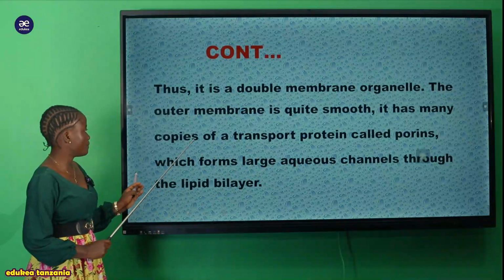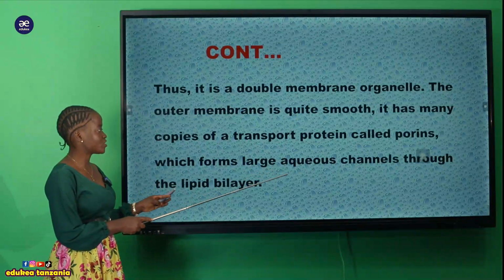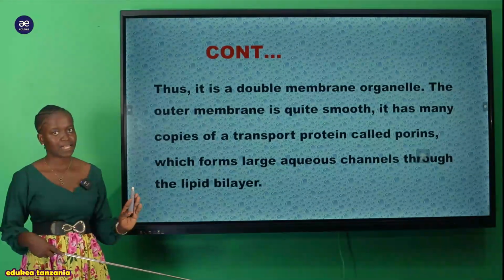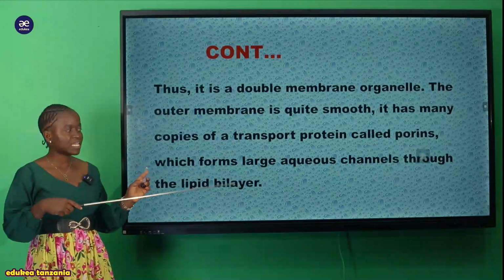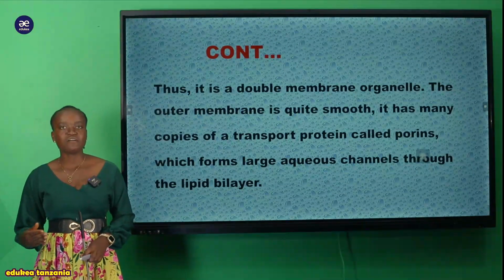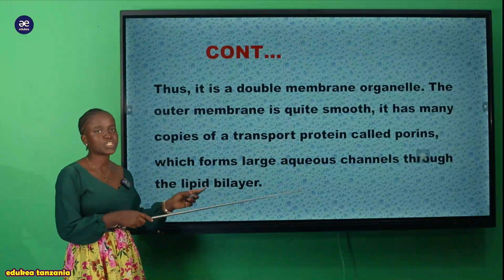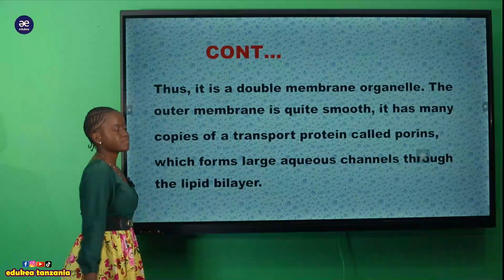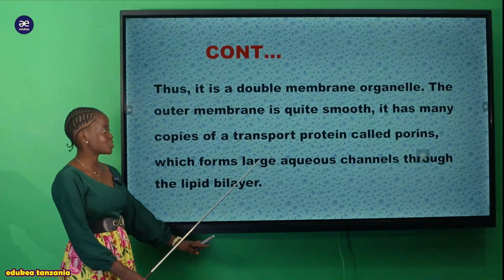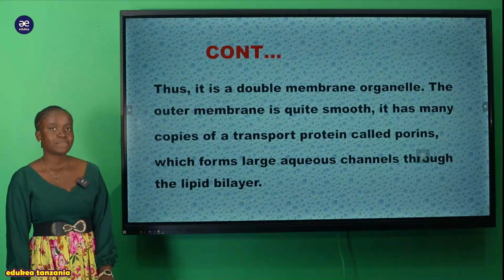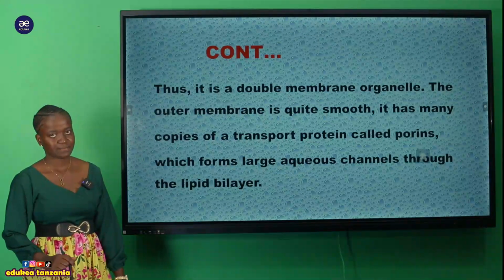It has many copies of transport protein called porins, which form a large aqueous channel through the lipid bilayer. So now you can see kwa maana kwamba kwenye zile double membrane ile ya nje inakuwa very smooth, ambapo sasa ndani ya ile ina contain copies of protein ambayo tunaita porins, ambapo sasa hizo porins which form a large aqueous channel through a lipid bilayer. When we say lipid bilayer here, we mean the phospholipid bilayer.